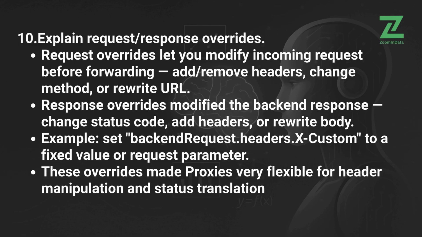Explain request and response overrides. Request overrides let you modify the incoming request before forwarding: add or remove headers, change the method, or rewrite the URL. Response overrides modified the backend response: change the status code, add headers, or rewrite the body. Example: set backend request header x-custom to a fixed value or request parameter. These overrides made proxies very flexible for header manipulation and status translation.